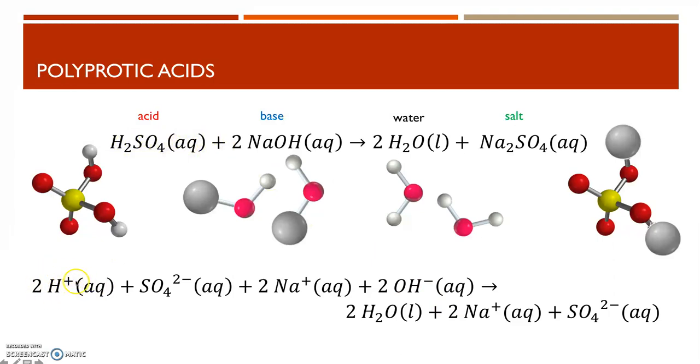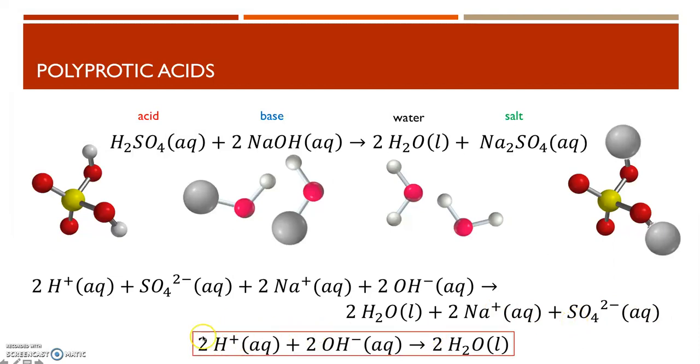So I have 2 hydrogen ions here. I have 1 sulfate anion, which is a polyatomic anion. I have 2 sodium ions, I have 2 hydroxide polyatomic anions, and then I make 2 molecules of water. I still have 2 sodiums and 1 sulfate left over. So the sodiums and the sulfates get left over as spectator ions, and the thing that we actually care about is that 2 hydrogen ions will pair with 2 hydroxide ions to make 2 molecules of water.